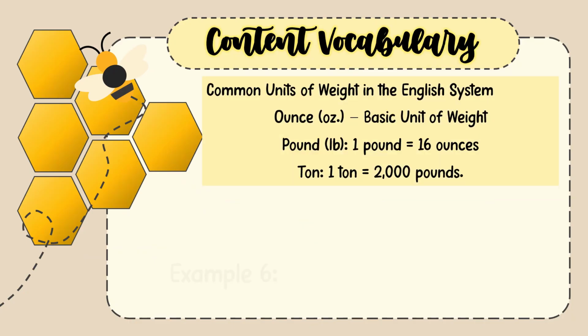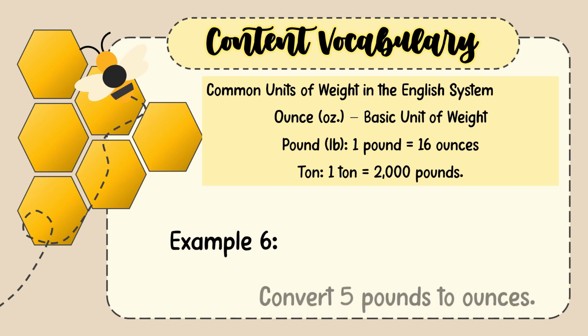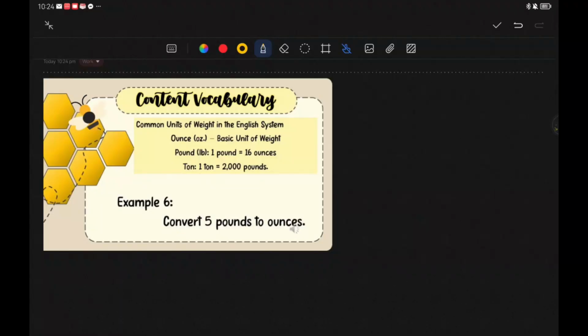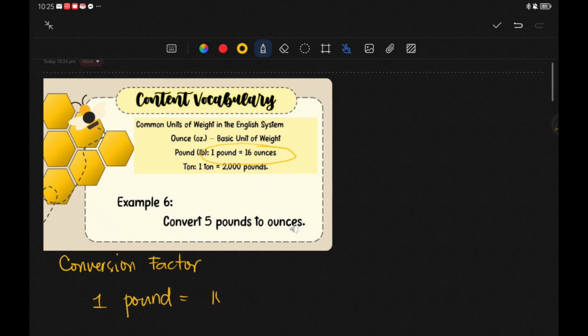We also have example number 6, that is for the conversion of weight in the English system. So we have here convert 5 pounds to ounces. Now let's have example number 6. We have convert 5 pounds to ounces, and we are going to use this conversion factor. So the conversion factor is 1 pound is equal to 16 ounces.